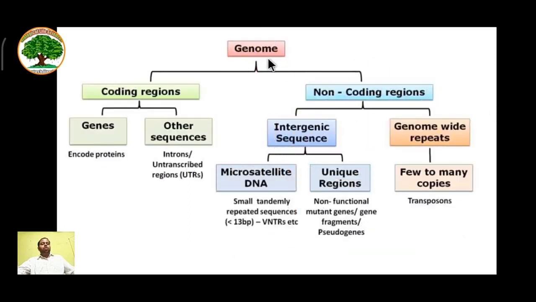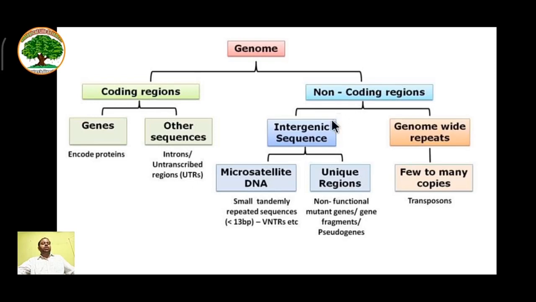Let's see the whole genome and how it is divided in a eukaryotic cell. There are two different types of regions in a particular genome, that is the coding region and the non-coding region. The coding region here is divided into two parts, that is genes, where different proteins are synthesized from them, and other sequences, that is either introns that are present in genes or untranscribed regions that are present before and after the gene.